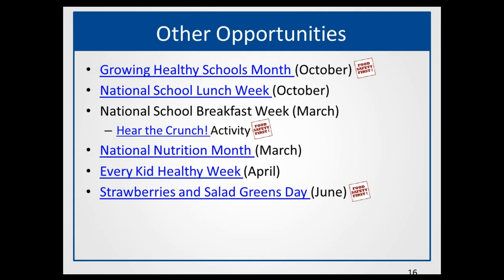So Growing Healthy Schools Month, it takes place every year in October. It actually started out as Growing Healthy Schools Week, but has then expanded to a whole month to allow for a larger opportunity to promote healthy activities. During this month, schools are encouraged to take part in activities such as gardening, meeting with a farmer, hosting a nutrition event, reading a book from the Healthy Schools Act or health and physical education book lists, hosting a chef, and many more activities.